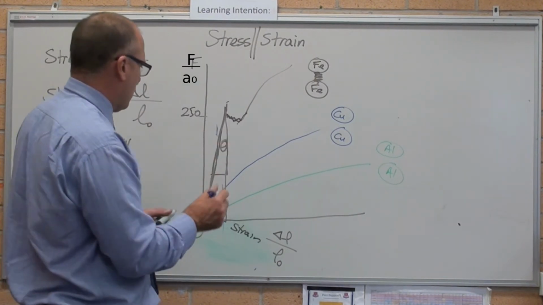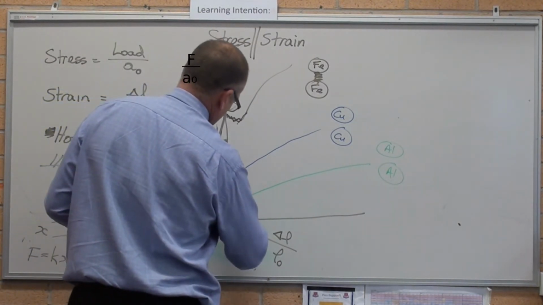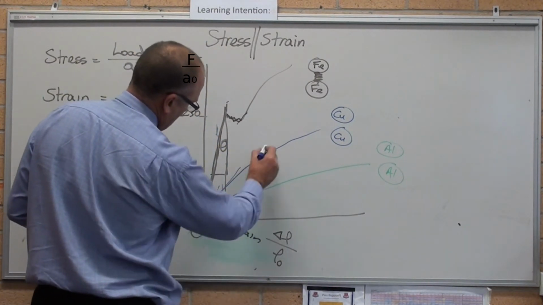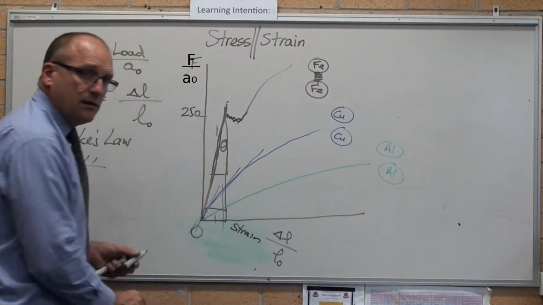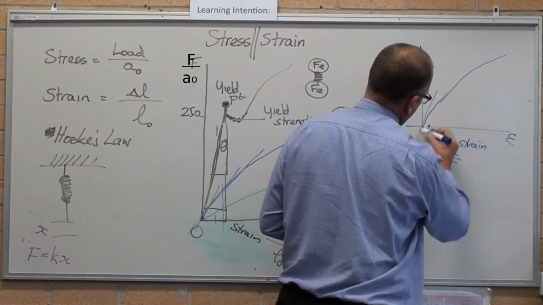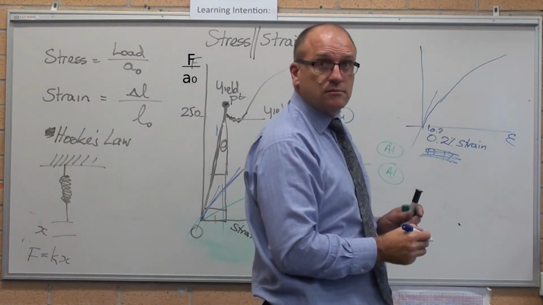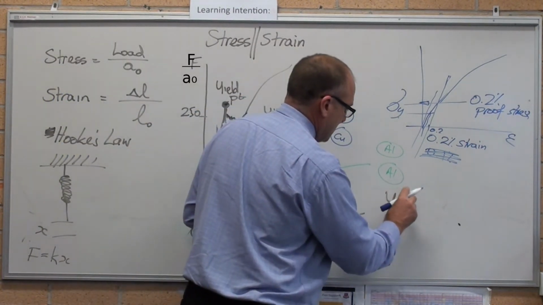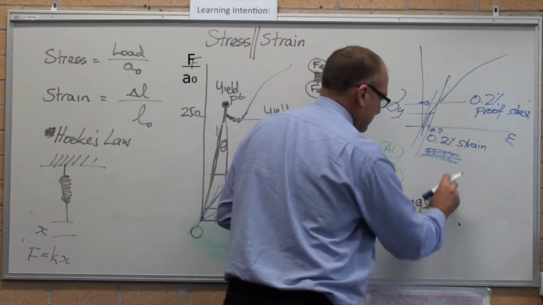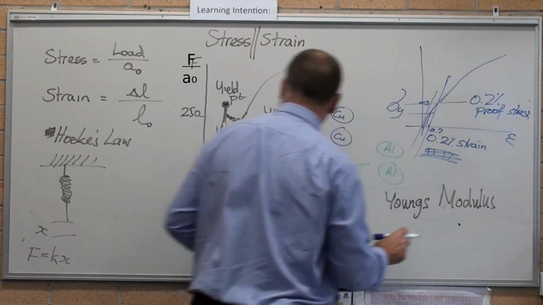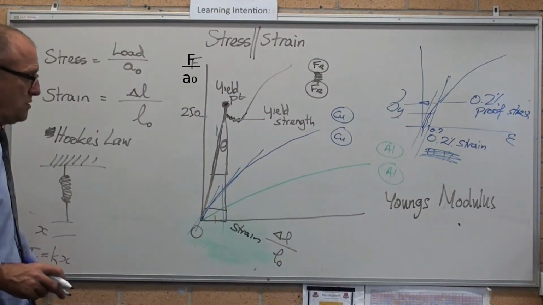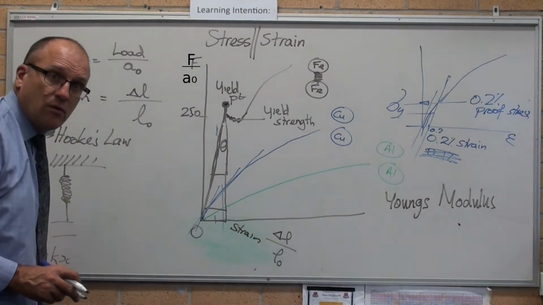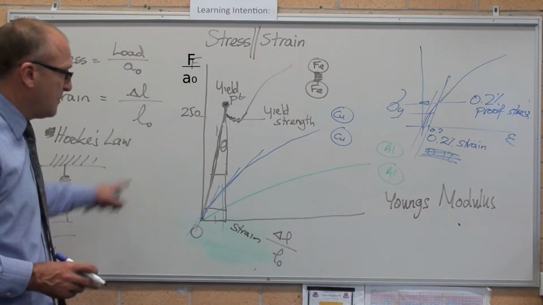Let's have a look at copper. Is that triangle there? Is it there? It's progressive yield, but I'm going to say that's about the angle it starts at. The slope of this line is called Young's modulus. Instead of the spring modulus, we have Young's modulus, which is the elastic modulus of the material. Behaves exactly the same way.